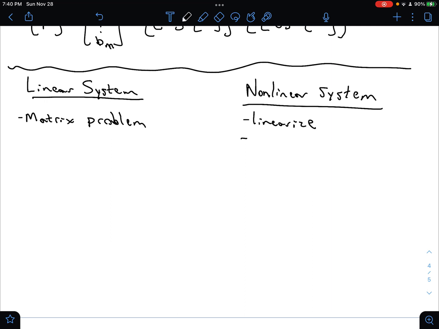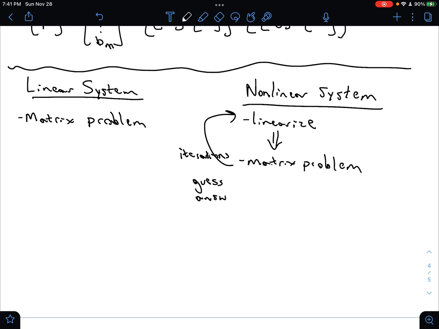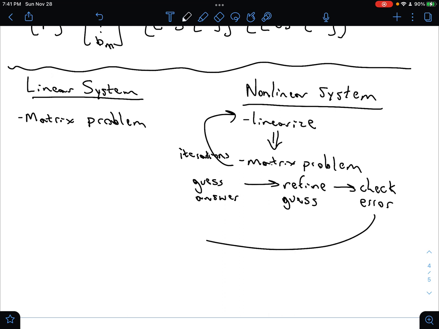But when you linearize, you create a matrix problem, but the issue there is that that matrix problem is only an approximation of your actual system of equations. So then what you do is you introduce iterations. You guess the answer, and then you refine the guess. You check error. Usually the simplest way to check error is to see how much your guess changes between the initial guess and the refinement. And if your guess is changing by too large an amount, you need to continue to iterate.